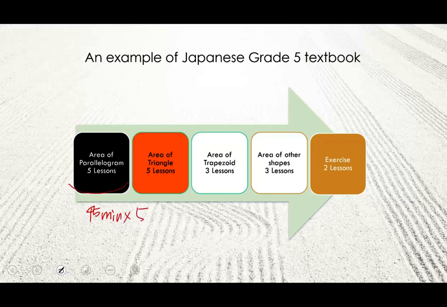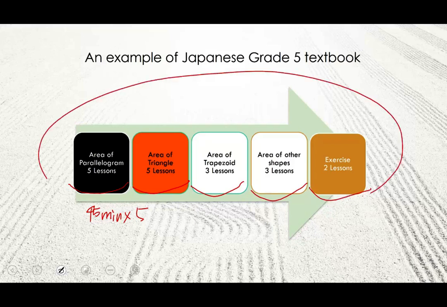For parallelogram, another 5 for triangle, 3 lessons for trapezoid, and 3 lessons for other shapes, and then the exercise. That's the unit design. So total 10, 16, 17, 18 lessons. So that means a little more than 3 weeks, almost 1 month, to introduce the area of measurement in grade 5 in the Japanese textbook.